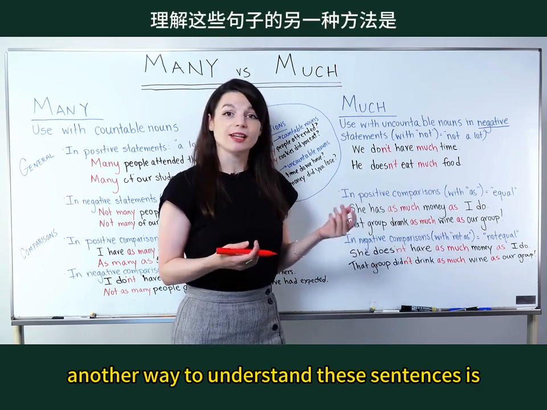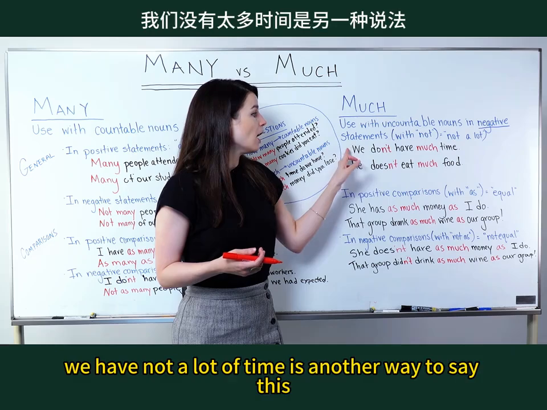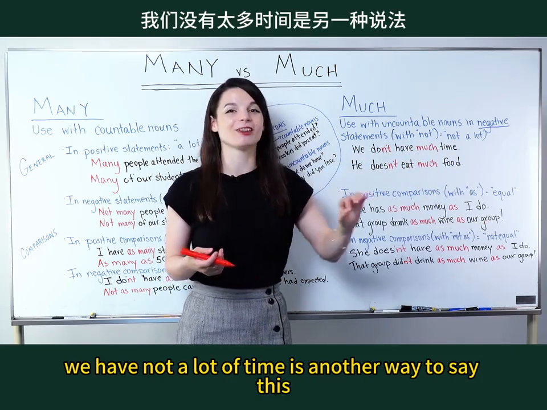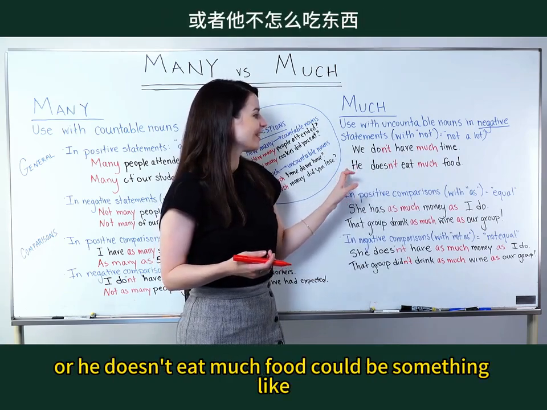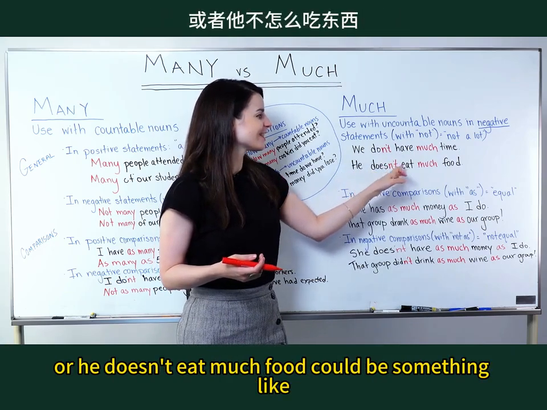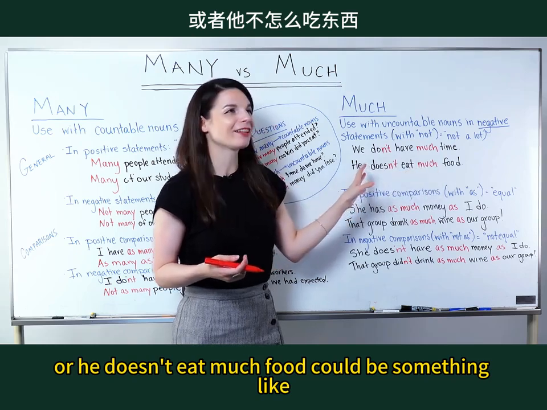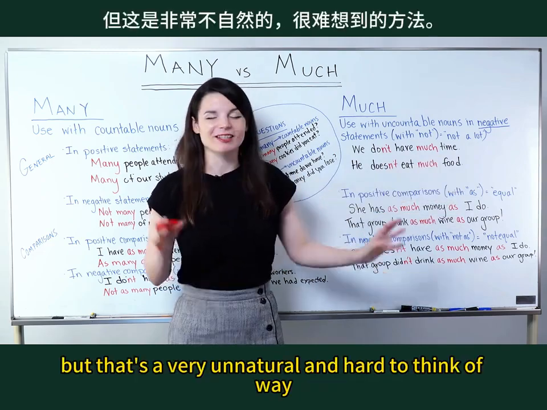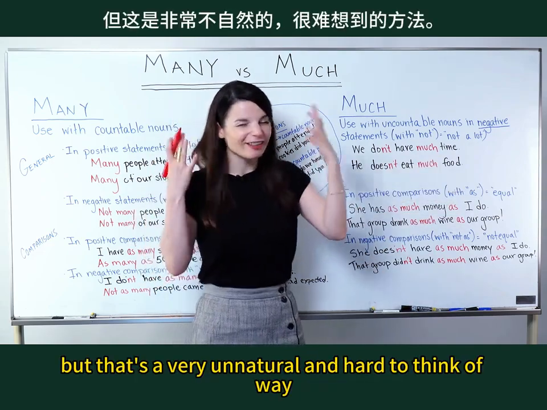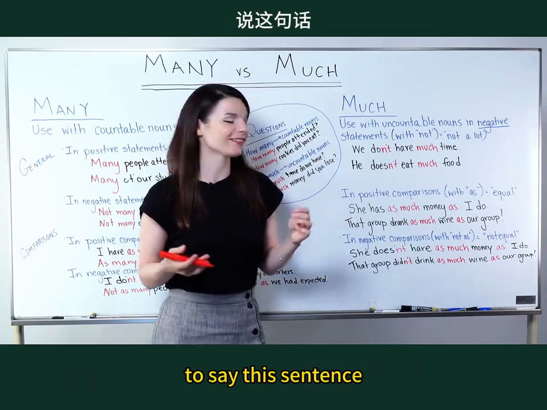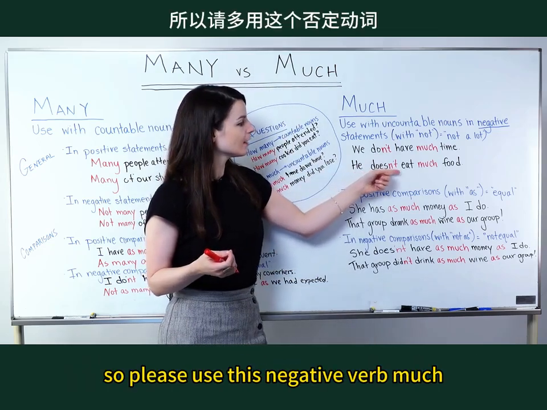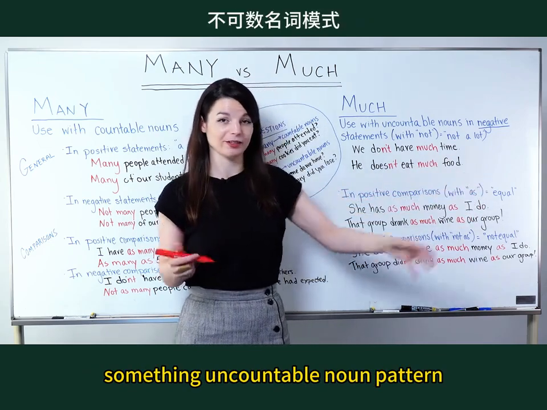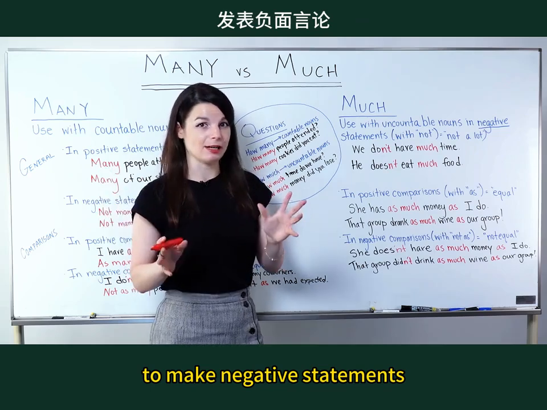Another way to understand these sentences is, we have not a lot of time is another way to say this. Or he doesn't eat much food could be something like he eats not a lot of food. But that's a very unnatural and hard to think of way to say this sentence. So please use this negative verb, much, uncountable noun pattern to make negative statements.